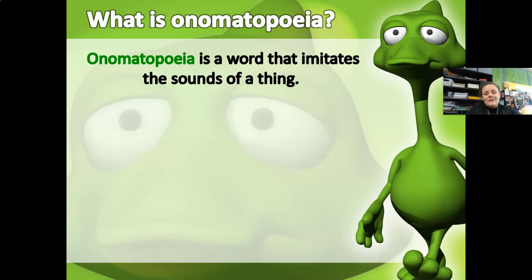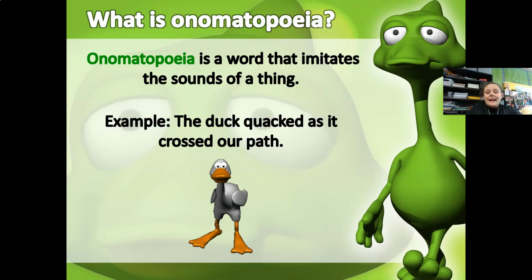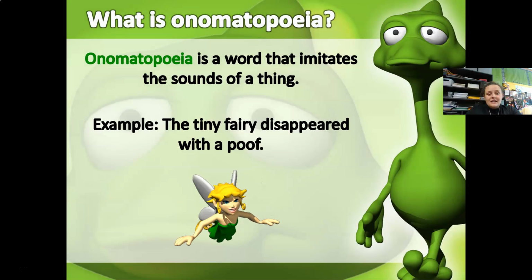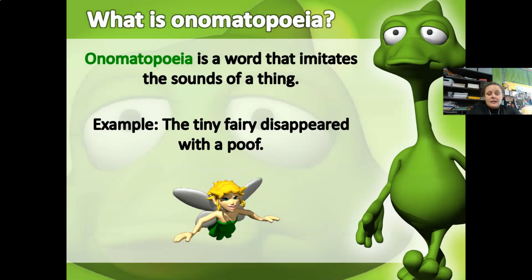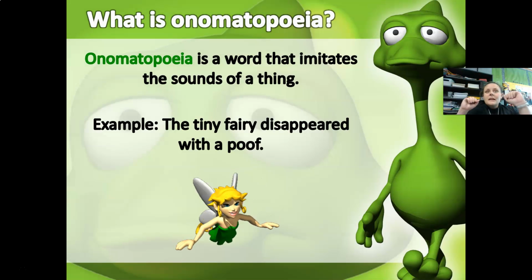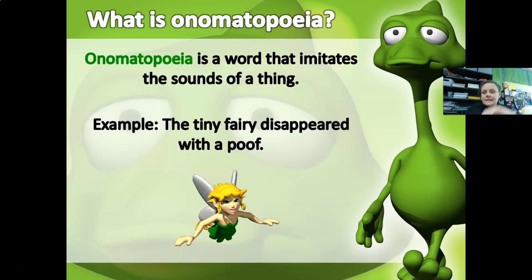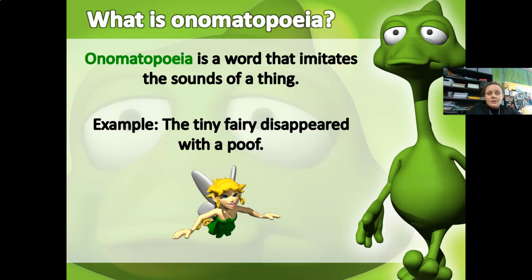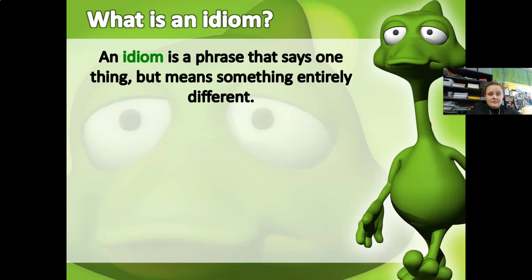Onomatopoeia, it's one of my favorite words to say, onomatopoeia, because I think it sounds pretty cool. And onomatopoeia is a word that imitates the sounds of things. The duck quacked as it crossed our path. Have you ever noticed that when you say quacked, it actually sounds like a quack? Say quack. Hey, you're quacking. That's onomatopoeia. The tiny fairy disappeared with a poof. When you say poof, it actually makes a little poof. That's onomatopoeia. The word imitates the sound.